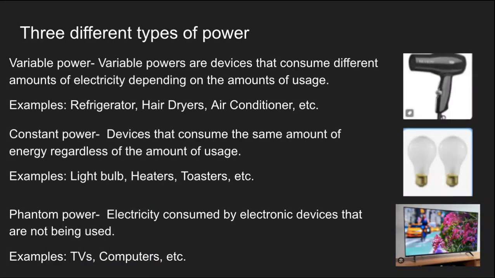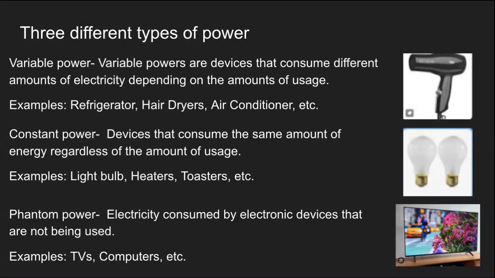In this assignment, I focused on three different types of power. First, variable power, which comes from devices that consume different amounts of electricity depending on the amount of usage. Some examples of these are refrigerators, hair dryers, or air conditioners.